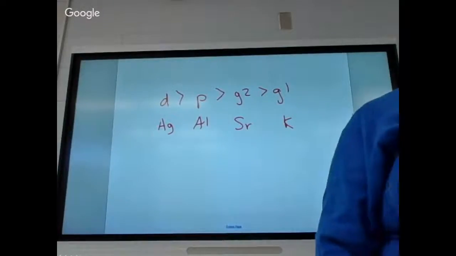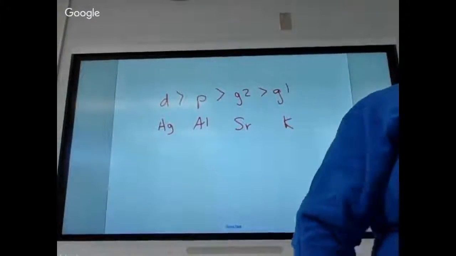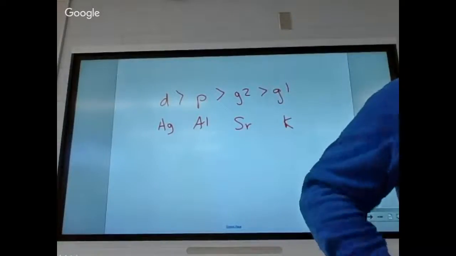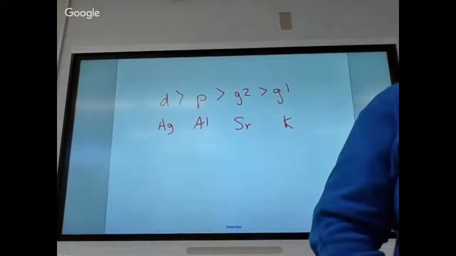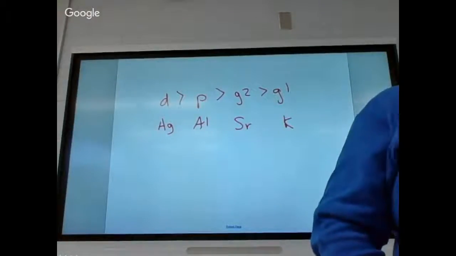So, atomic radius is when it goes down, it's getting bigger. When it goes down, it's getting bigger. That's okay. Just know that one, and then the other ones will be different.